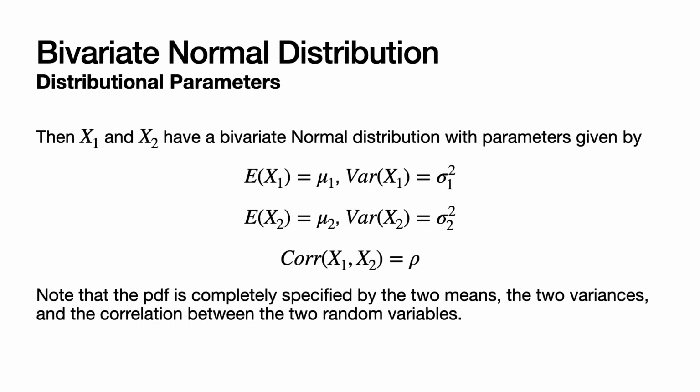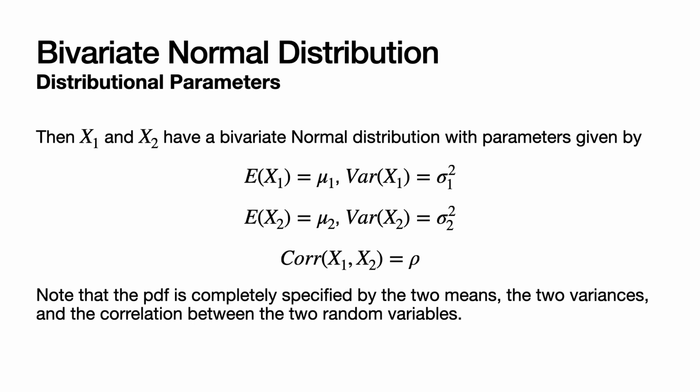Now mu 1 is the expected value of x1. Similarly, mu2 is the expected value of x2, or in other words, the mean of the random variable x2. Sigma 1 squared is the variance of x1. Sigma 2 squared is the variance of x2. And then rho is the correlation between x1 and x2. Now note that the PDF is completely specified by these 5 parameters: the 2 means, the 2 variances, and the correlation between the 2 random variables.